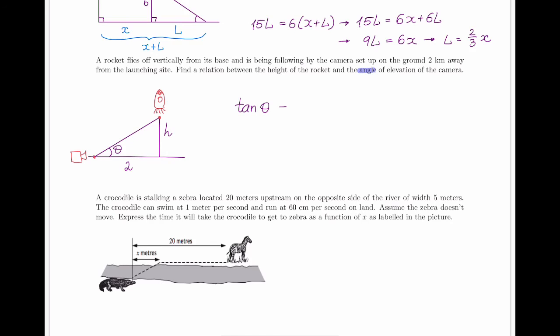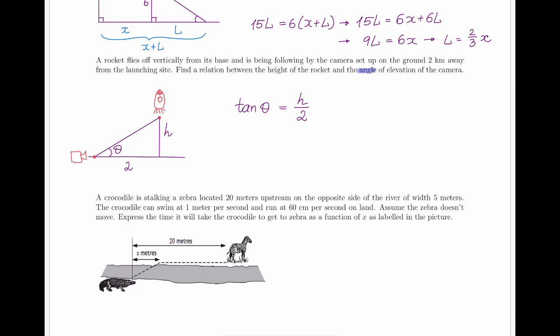So I can write down the expression for the tangent of theta. Tangent of theta is the opposite side in the triangle, which is h here, over the adjacent, which in this case is 2. And this right there is a relationship between the height of a rocket and the angle of elevation of the camera. Okay, once again, in calculus, you'll take this one step further and actually talk about the rate of change between the rocket flying off and the angle increasing as it takes off.